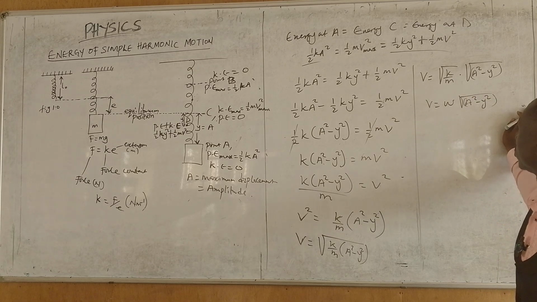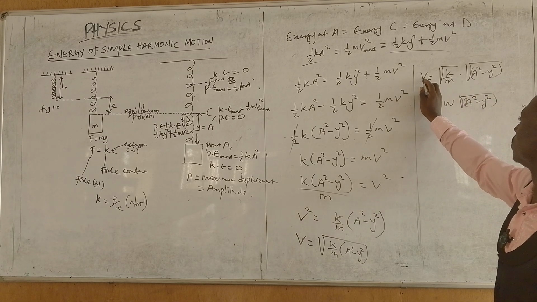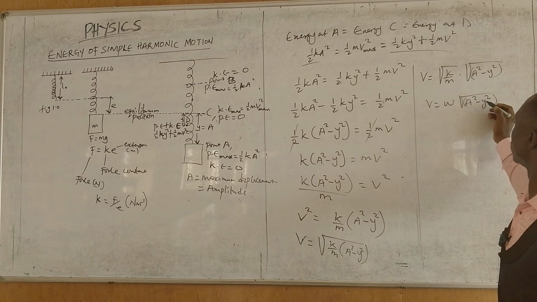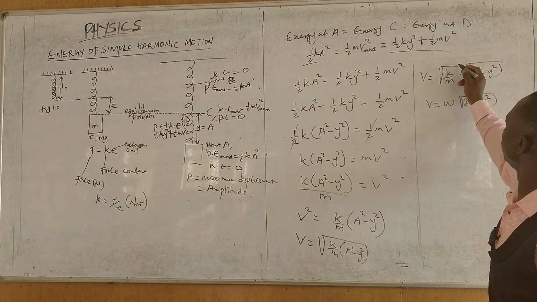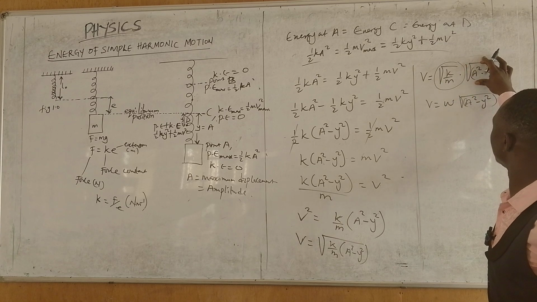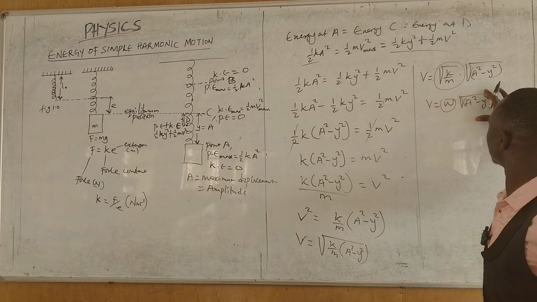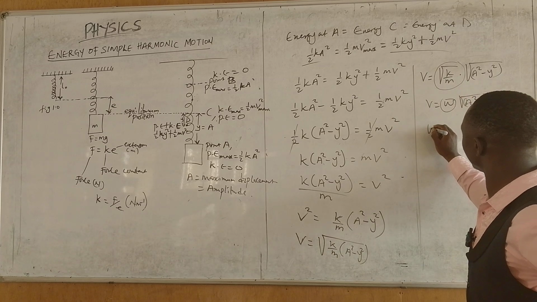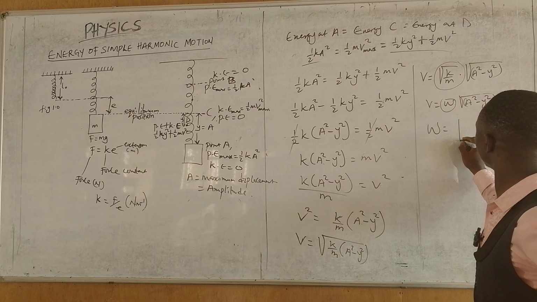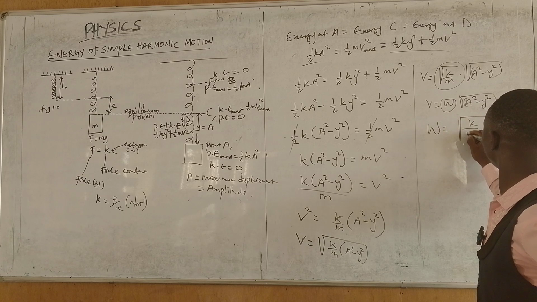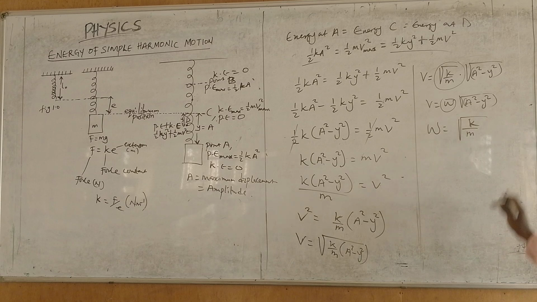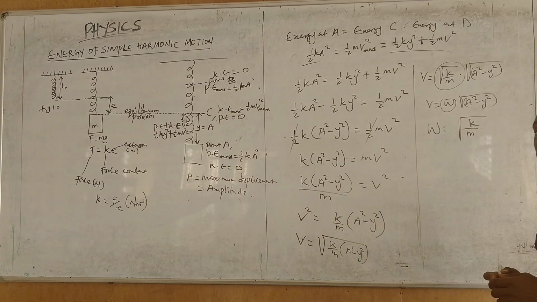If you compare the two, this v is this v. This root A square minus y square is this. Now, this one is multiplying this. This one also is multiplying this. And these are the same thing. So what does that mean? It means omega itself, omega is equal to what? Root what? K over what? Over m. Root K over m. I'm not done.